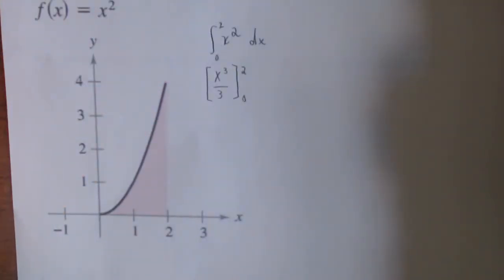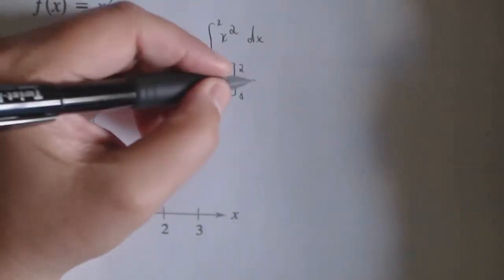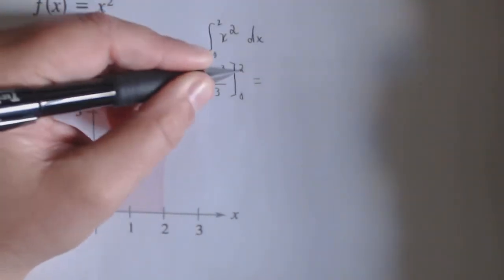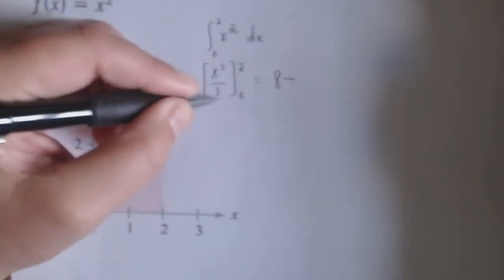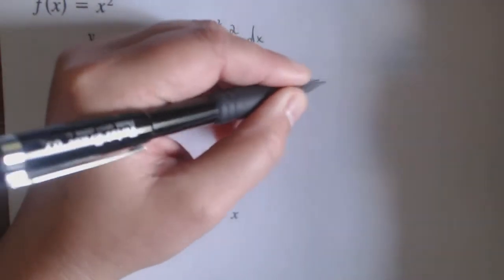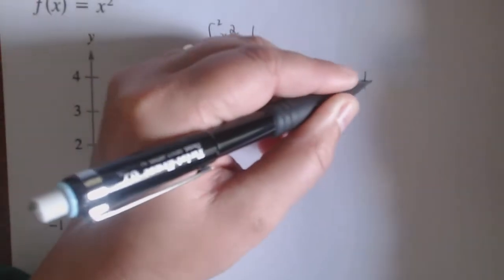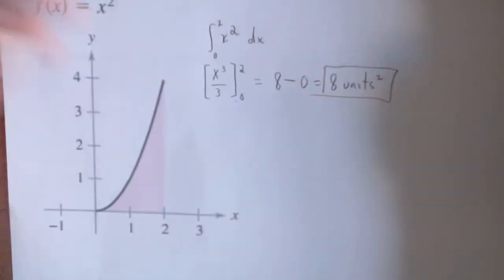So when you have a lower and upper limit, it's a definite integral. You don't need to worry about the plus c. Alright, so what this means is you're going to put 2 in and get 8, and then you're going to put 0 in and get 0. And so the area under this curve is 8 units squared.